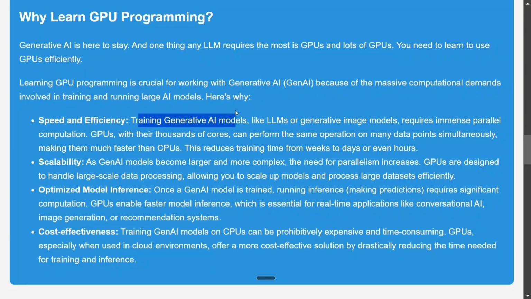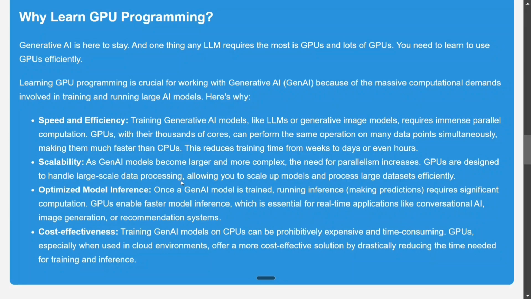Speed and efficiency. Training models like LLMs requires immense parallel computation. GPUs with their thousands of cores can perform the same operation on many data points simultaneously, making them faster than CPUs. This reduces training time from weeks to days or even hours. So to understand how to efficiently use your GPU for training LLMs, GPU programming is required. Talking about scalability, as models are becoming bigger and more complex, the need for parallelism is increasing day by day. So you need to understand how to make your model scalable, and if you don't know GPU programming, you won't be able to do it.